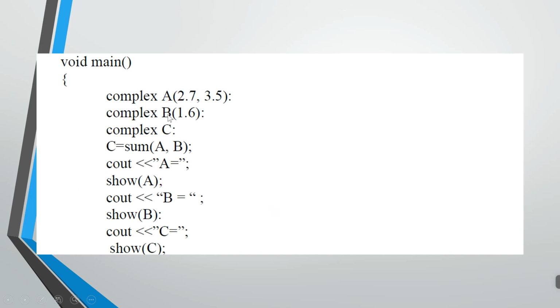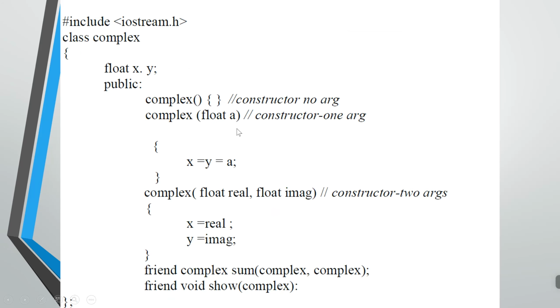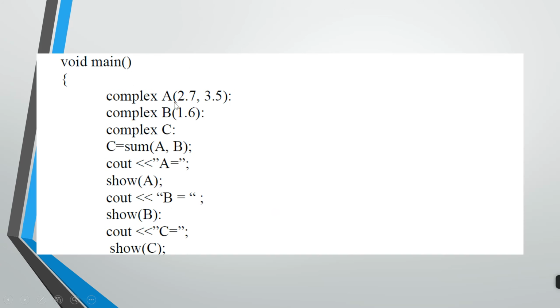But when it comes to B, B passes only one argument. So here, this particular constructor will work. B dot x becomes 1.6, B dot y also becomes 1.6 because it is passing only one argument, x is equal to y is equal to a. So A becomes 2.7 plus 3.5 j, B becomes 1.6 plus 1.6 j.